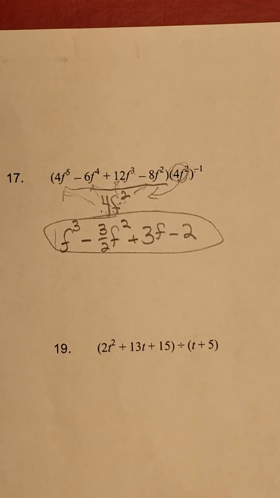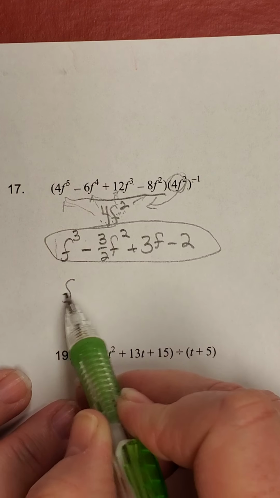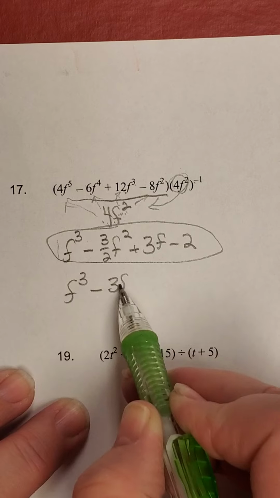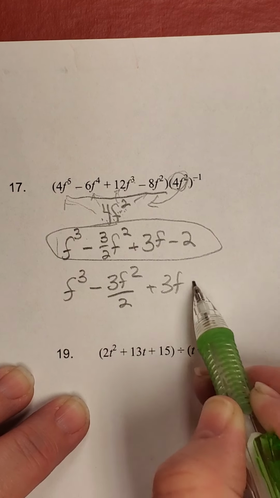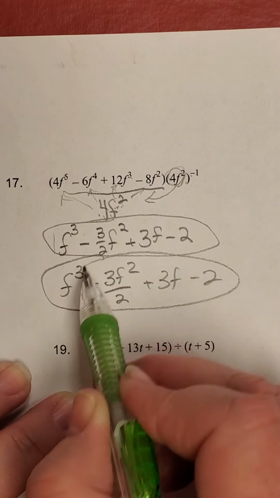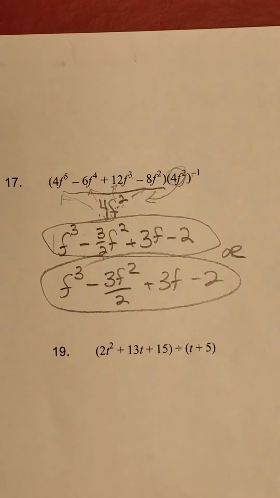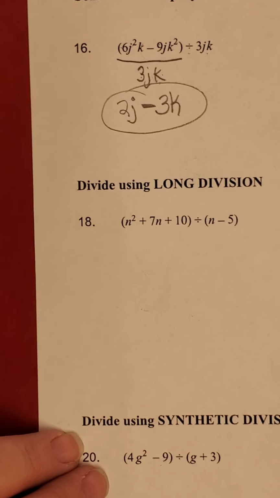Okay. Some people like to write this one. You got the f cubed, and then you would have a minus 3f squared over 2 plus 3f minus 2. Either one of these would be okay. These are exactly the same answer. Okay? All right. Long division, everybody's favorite.